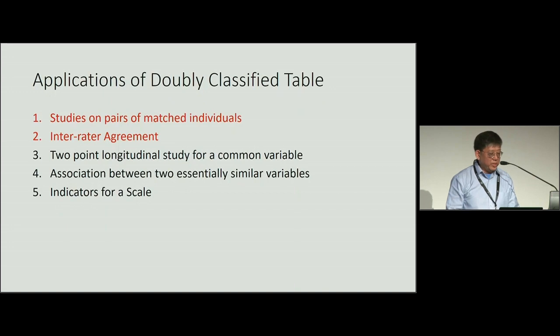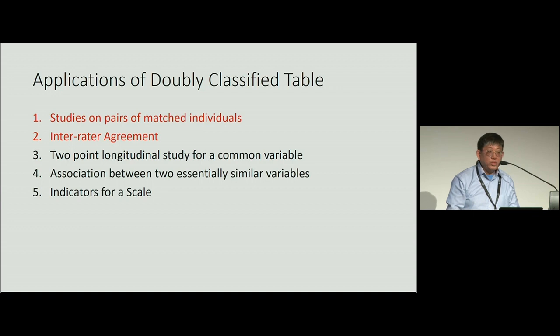We mentioned pairs of matched individuals, sons and fathers. We can use this for inter-rater agreement as well. If in the study there are two raters, and the rater patterns differ, what is the pattern of the two raters? One rater rates 1 to 5, another rates 1 to 5. If they're all in agreement, they're all on the diagonal. If there's a lot of disagreement, you want to know what the pattern is between rater 1 and 2. That is another application.